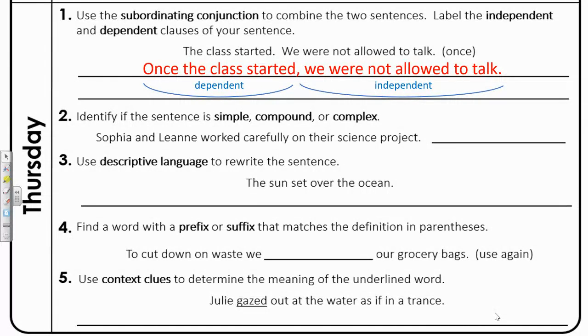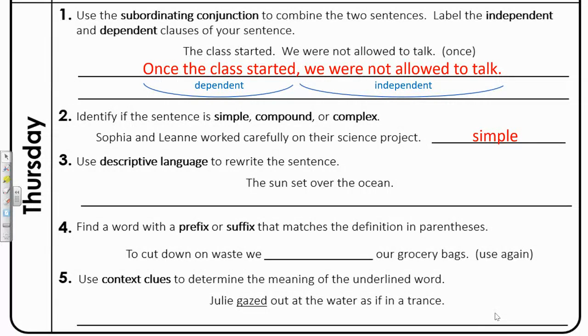Number 2, identify if the sentence is simple, compound, or complex. Sophia and Leanne worked carefully on their science project. Well, this sentence, boys and girls, is actually a simple sentence. There are no commas, okay? That's usually a very clear indication that a sentence is simple.